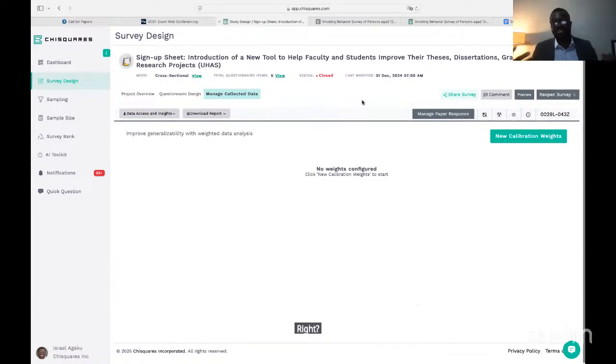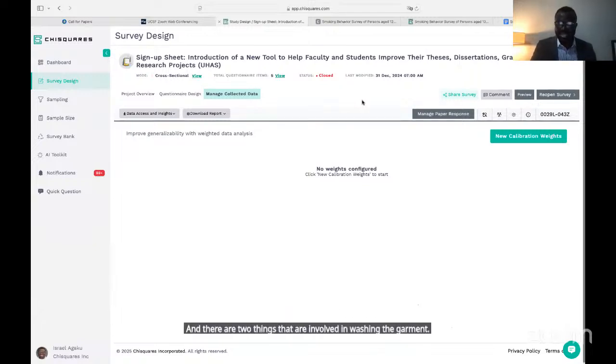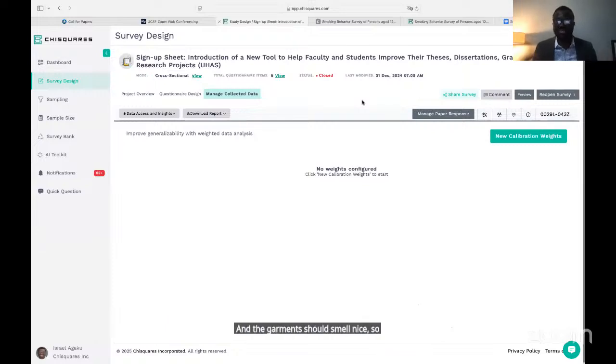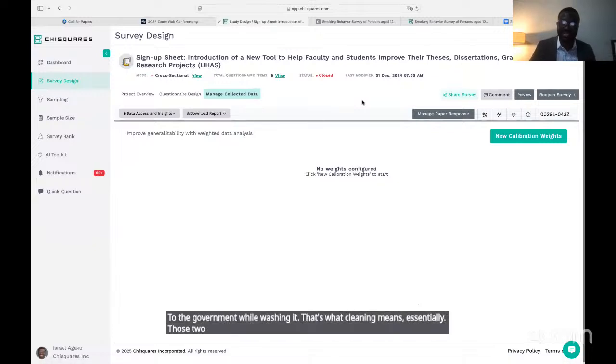Because what does data cleaning mean? Cleaning is like you're trying to wash a garment, and there are two things involved in washing the garment. You are removing things that should not be there but are there, or you are putting in things that should be there but are not. For example, you're removing dirt from the garment because it should not be there, and the garment should smell nice, so you put in some perfume while washing it. That's what cleaning means, essentially: we're removing something or we're adding something.